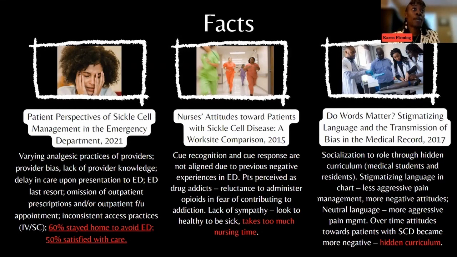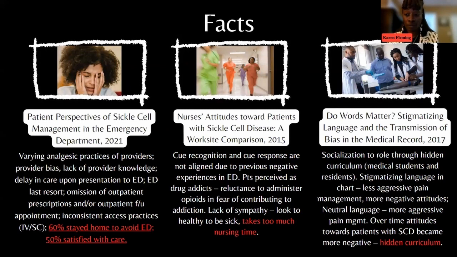So the first article, Patient Perspectives of Sickle Cell Management in the Emergency Department. This is from 2021, so it's not old, right? Just last year. And the key findings: varying analgesic practices of providers. And we've heard that too. I've heard that in the session, that depending on which provider is on, it would vary the level of care they would get. Provider bias, right? Implicit bias, we just got to be introduced to that.